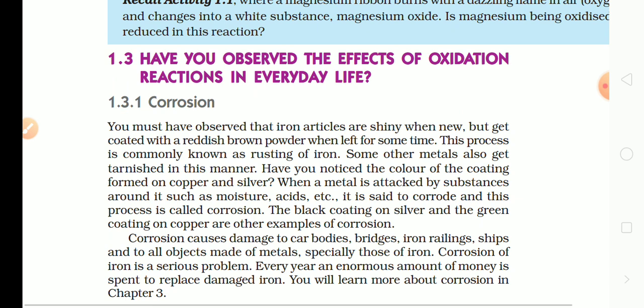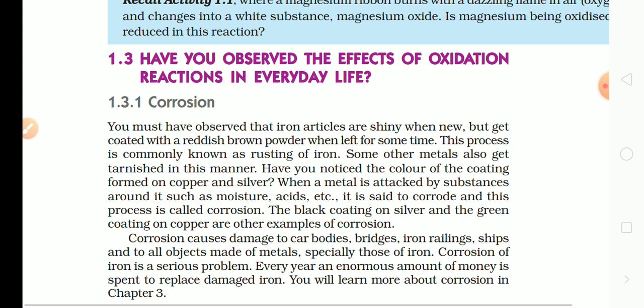The simplest of such observations, first of all, is corrosion. We can see that articles made of metal get tarnished when exposed to the atmosphere. For example, you can see a brown colored coating on iron articles. We used to say it is the rusting of iron, rust. R-U-S-T, it is not rest, it is rust. What is happening? The iron atoms present on the surface of the iron article are reacting with atmospheric water vapor and carbon dioxide.